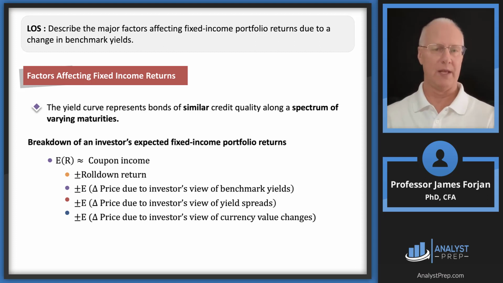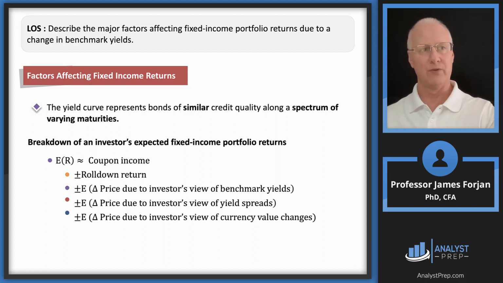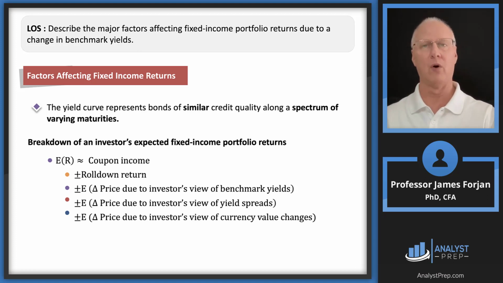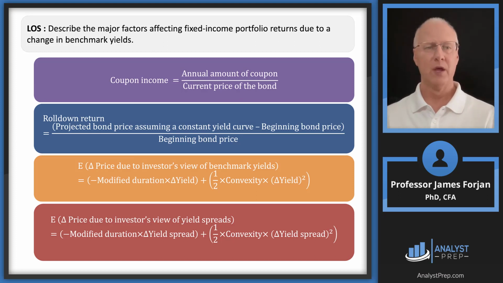And then, of course, we'll go ahead and add an expectation for currency value changes, which, of course, will be 0 if we're a U.S. investor investing in U.S. bonds. That'll only play a role if we add international bonds to our portfolio. That should make perfect sense. So here are a couple of equations that summarize what we did just in that previous slide.